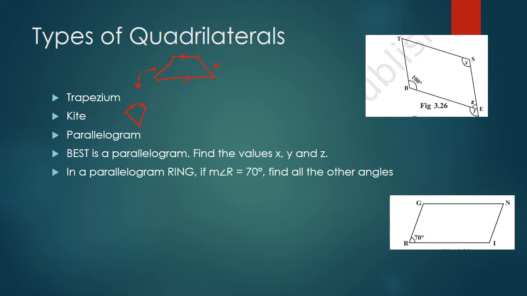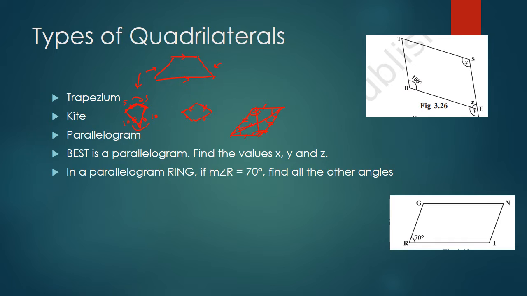A kite is such a figure where one pair of adjacent sides is equal, and another pair is equal to each other. If you see a rhombus, in a rhombus all the sides are equal, whereas in a kite only one pair of adjacent sides is equal and the other pair is distinct and equal. So if it is 5, this will be 5, this is 10, then this will be 10. If we talk about a parallelogram, in a parallelogram opposite sides are equal and parallel, opposite angles are equal, and the diagonals bisect each other.